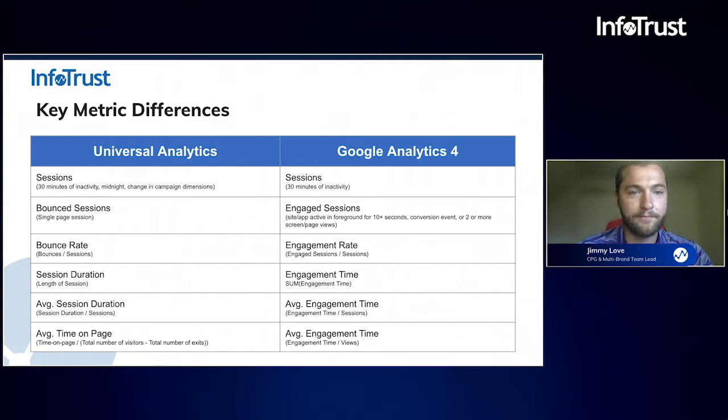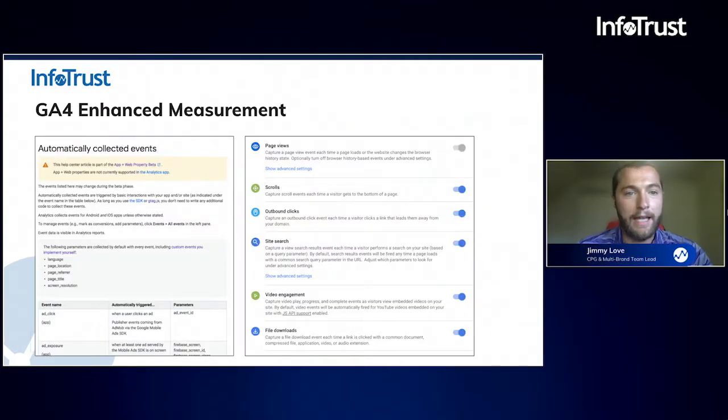Next slide, please. And on the topic of simplicity, with Universal Analytics, we would often recommend implementing a standard list of events when talking to our CPG clients. Common events such as scroll tracking or outbound link tracking, video engagement, file downloads, and others in that vein.